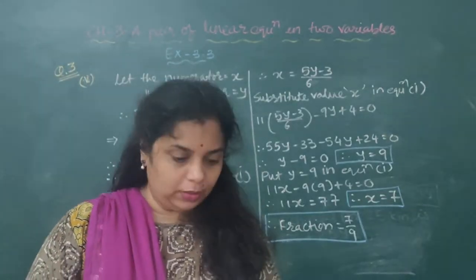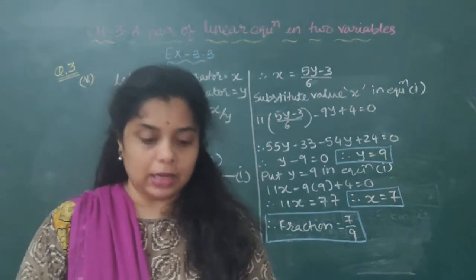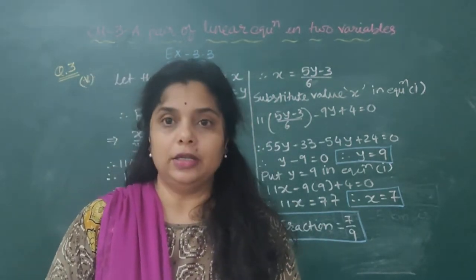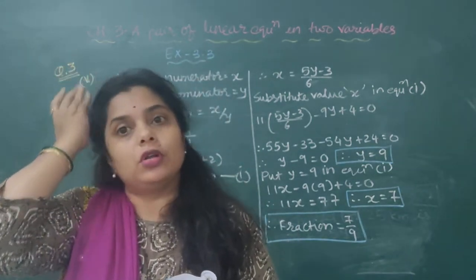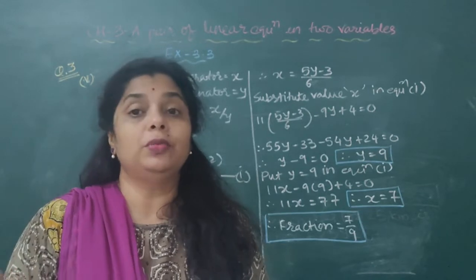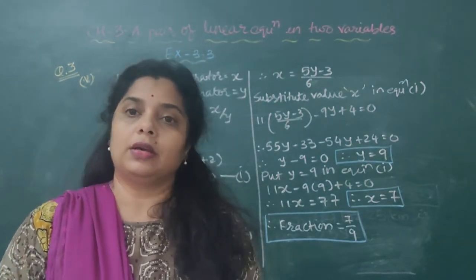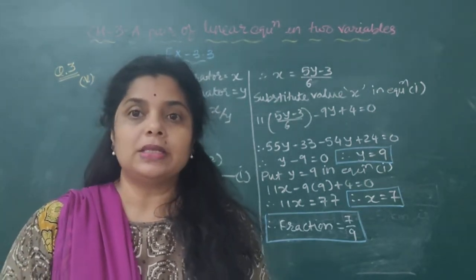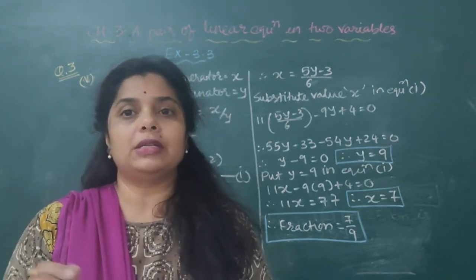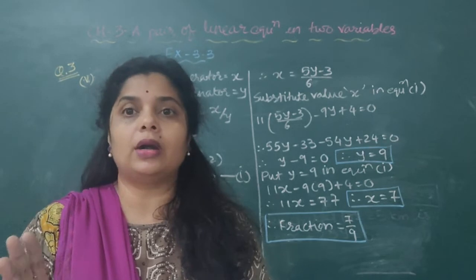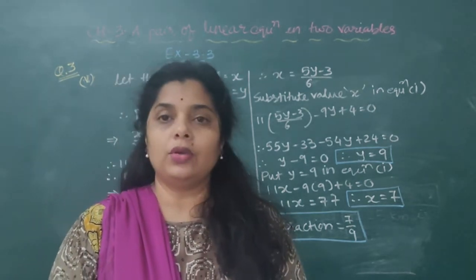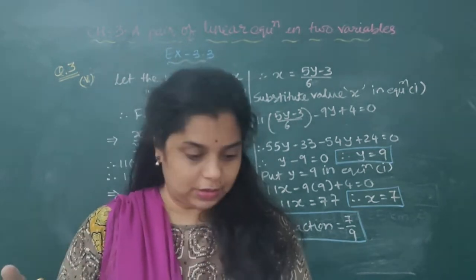Let's see the fifth one. A fraction becomes 9 by 11 if 2 is added to both numerator and denominator. So first of all, you must get the idea that here we have to suppose the numerator is x and the denominator is y. You can take any alphabet as a variable. It is not necessary that you have to take x and y only. You can take A to Z, any alphabet.